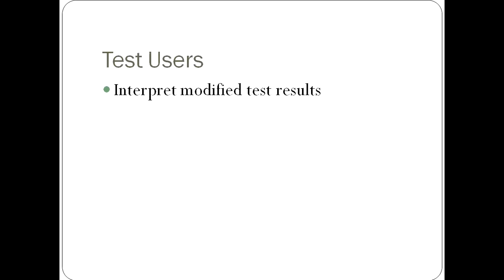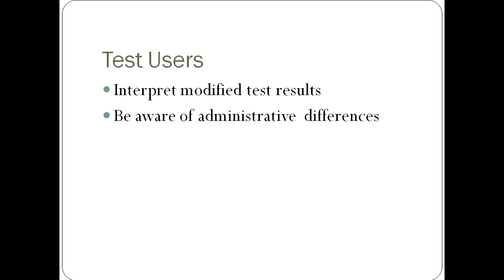Now, test users need to interpret the modified test results and be aware of the administrative differences, which is just saying giving somebody the test in a different way. The possible impact of the test results because of doing it a different way. That's very important, because if there is an inaccuracy and they've kept good records on what they did and didn't do, then they can change it if they need to.